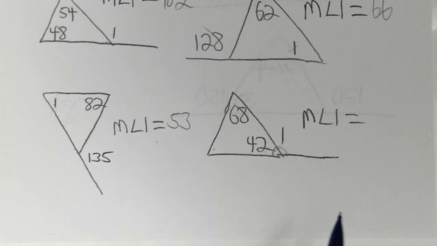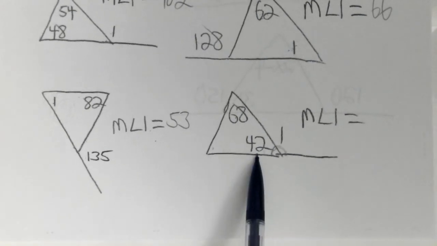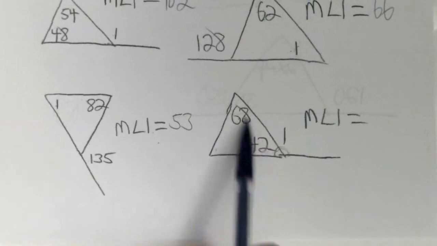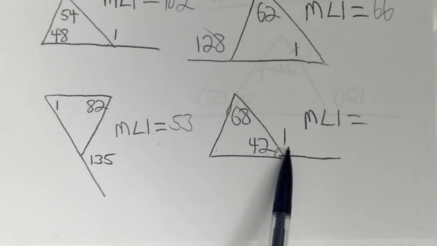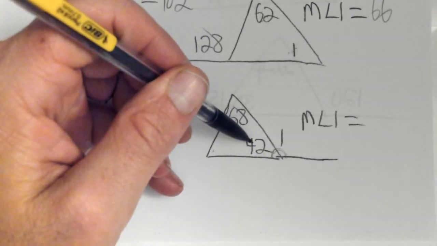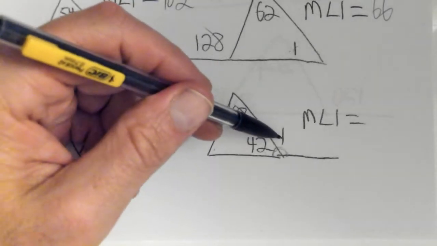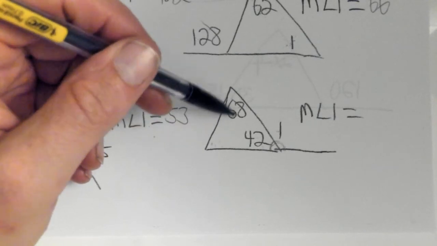Okay, at first glance, you're probably going to say, oh, angle 1 exterior, it's equal to 68 plus 42. However, that is not the right answer. These two don't add up to angle 1. Remember, which two interior angles add up to the exterior angle? It's the remote interiors. 42 is not a remote interior angle. It's connected to angle 1. So if I wanted angle 1, I would have to add the 68 and the blank angle, right?